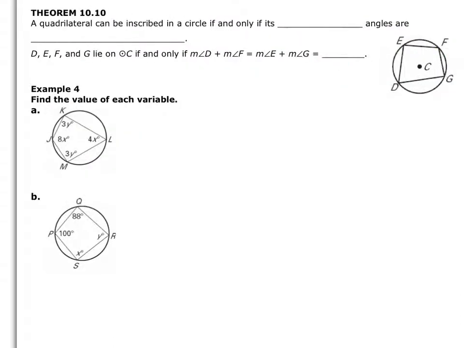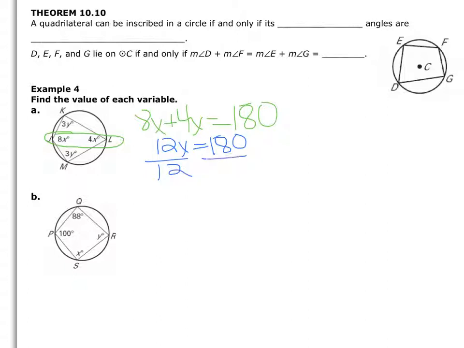So with that being said, we can do example 4 and find the value of each variable. Since it is a quadrilateral inside of a circle, we know that the opposite angles are supplementary. So here are opposite angles. They both are x. I know the definition of supplementary means two angles whose sum is 180 degrees, and that's the equation I just made. Two angles whose sum is 180, and now you can solve. So 12x is equal to 180. If you divide by 12, that's going to give you 15.